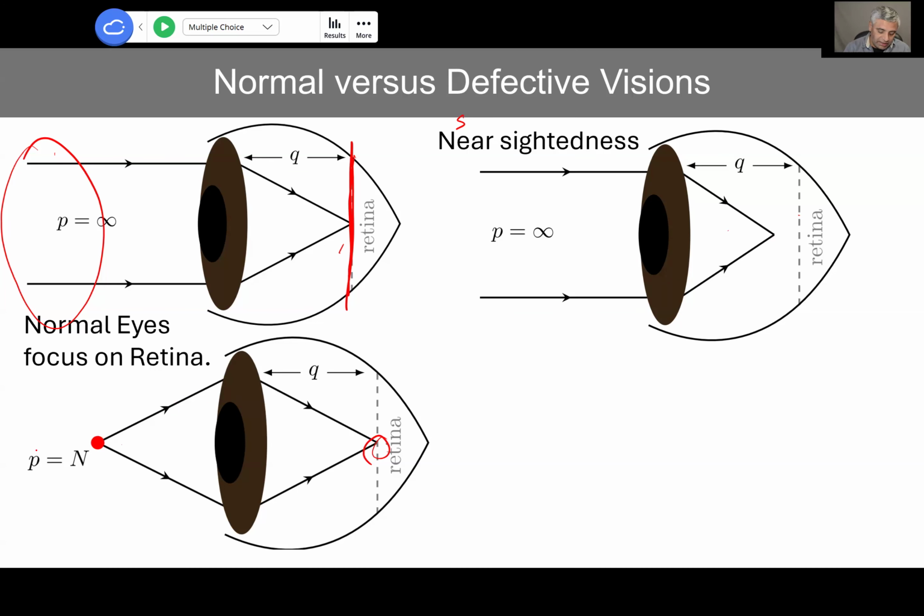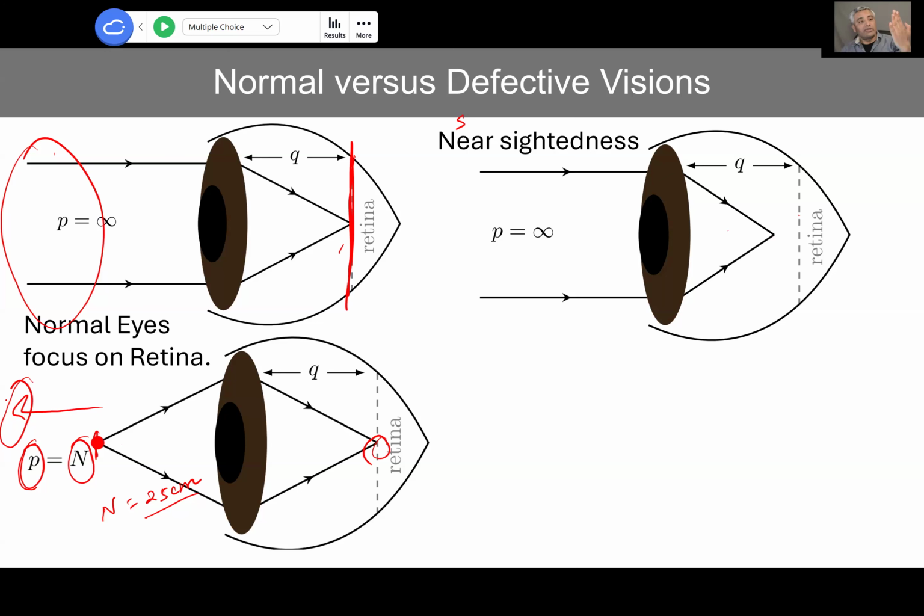In this case, the object is located at the near point, so the object distance is equal to N. And remember, the value of N is 25 centimeters. And what is N? Wherever you put the object near your eyes and you can see it without strain, without having to stretch your eyes much, at a comfortable distance, that is the near point. For normal eyes, that near point is 25 centimeters. But what happens once the eye becomes defective? That near point goes farther and remains farther.